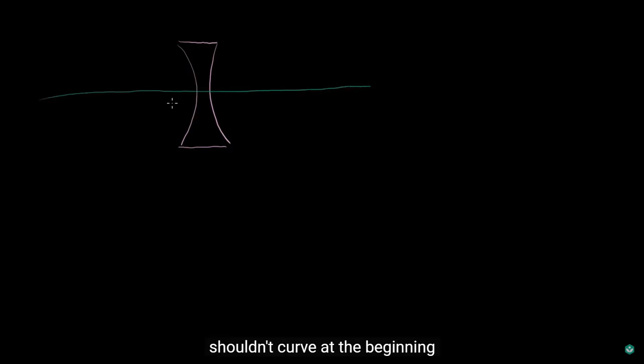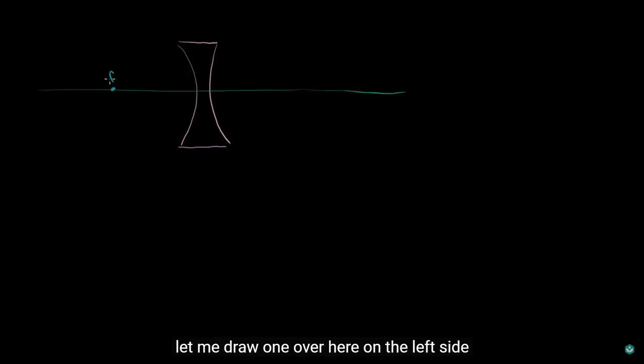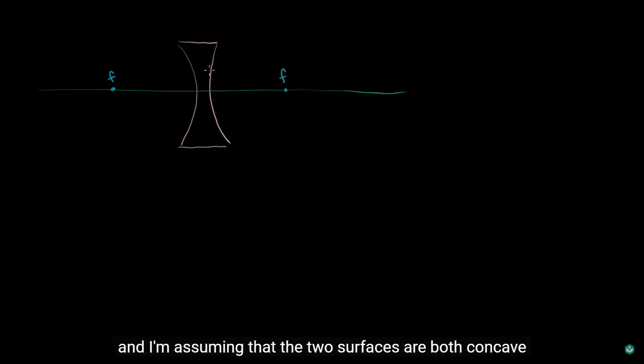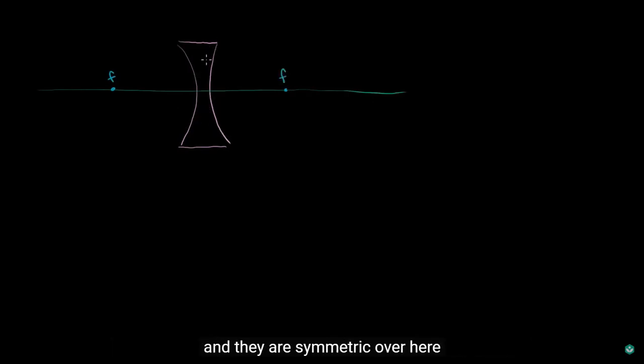And let me draw its principal axis. It shouldn't curve at the beginning. Let me just redraw it. So that's its principal axis. And let me draw the two focal points. Let me draw one over here on the left side, and then an equal distance focal point on the right side. And I'm assuming that the two surfaces are both concave and symmetric over here. That's just an assumption I'm making.